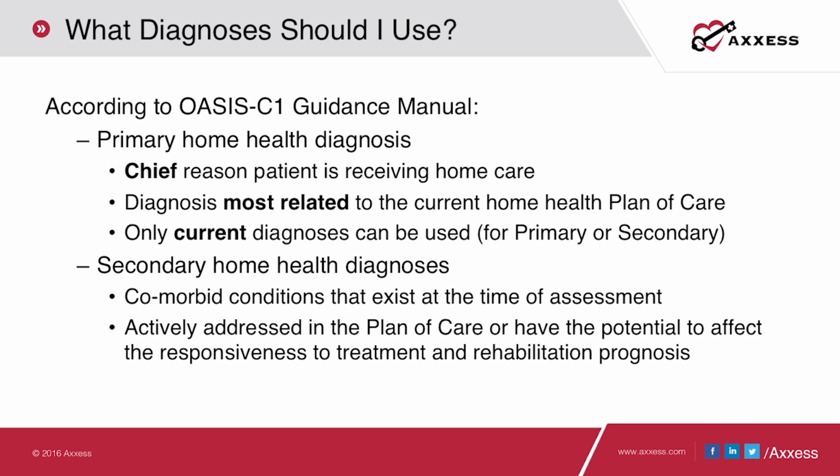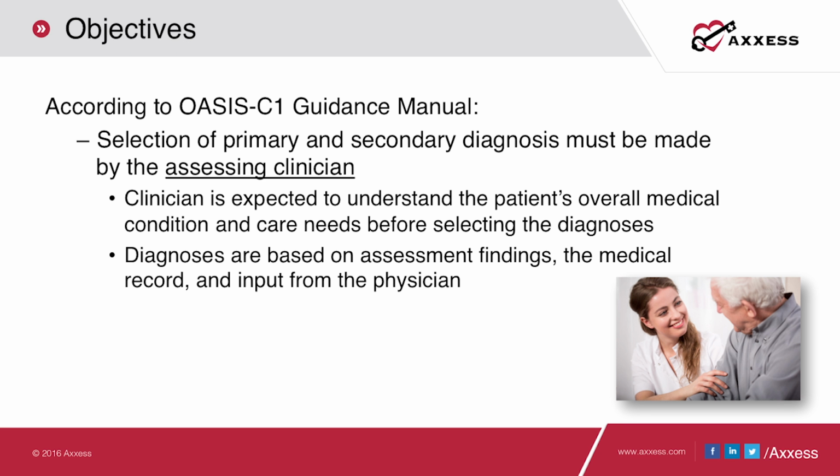Now, the secondary home health diagnoses are those comorbid conditions that exist at the time of assessment, and they are also actively addressed in the plan of care, or they have the potential to affect the responsiveness to treatment and rehabilitation prognosis. So if either of those apply to this diagnosis, you would go ahead and also code that as a secondary diagnosis. Now, the selection of the primary and secondary diagnosis must be made by the assessing clinician.